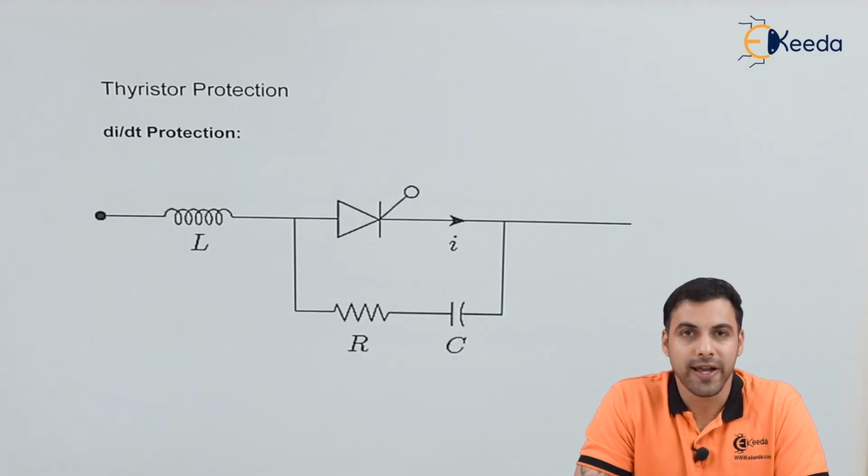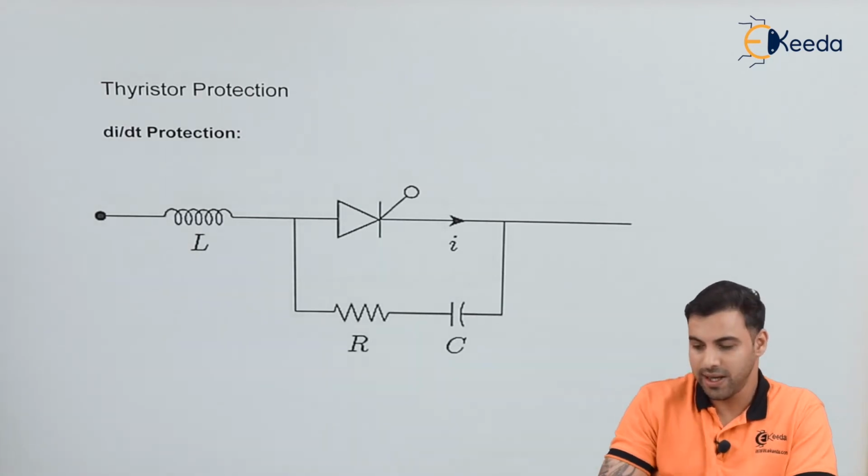Whenever an electric circuit consists of a thyristor and the thyristor is allowing the flow of electric current through it, it is very important that we, as engineers, take care of the protection of the thyristor circuit. Let's see what the problems are when a thyristor is implemented in an electric circuit.